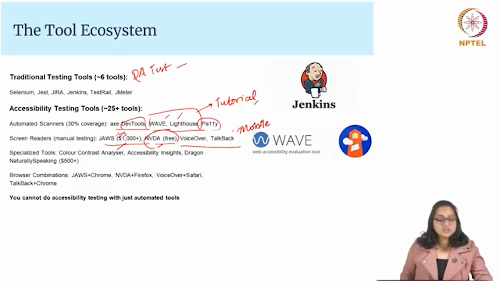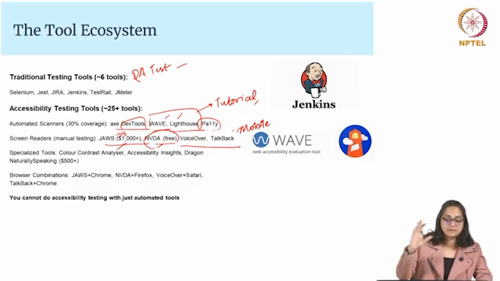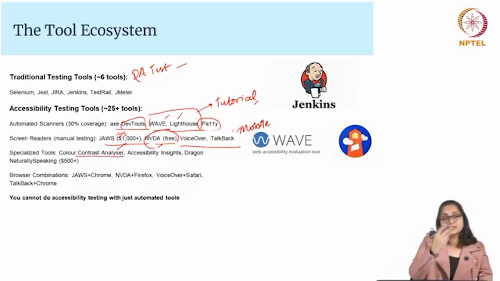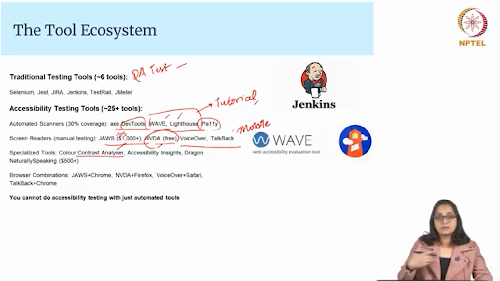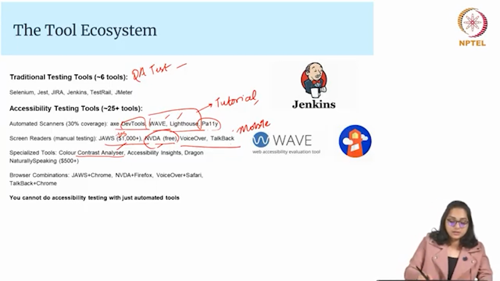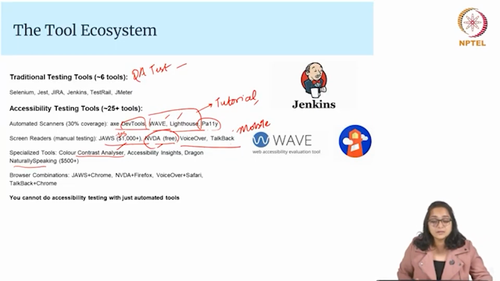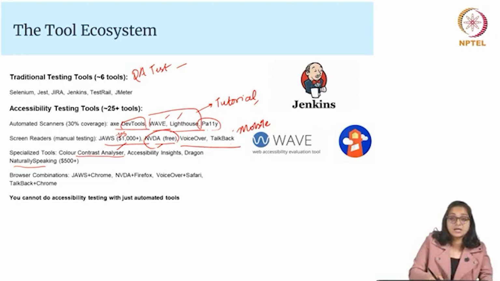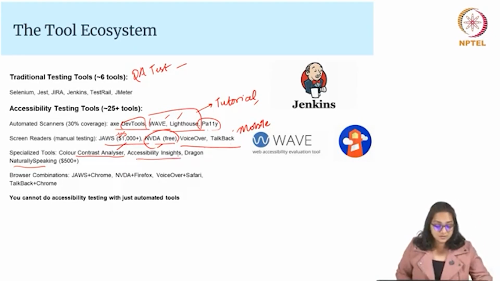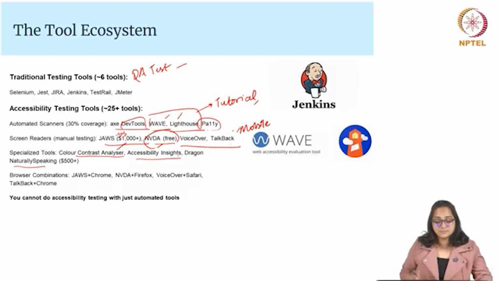Then there are specialized tools, particularly if you want to do color contrast analysis, we can do that. We can do natural speaking, particularly for NLP-related accents and all, whether it is testing and covering. Accessibility Insights is another tool which can help you understand some specific aspects.